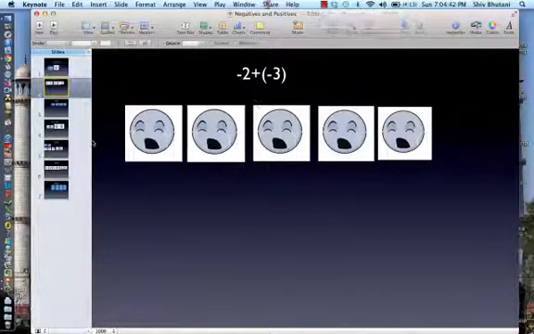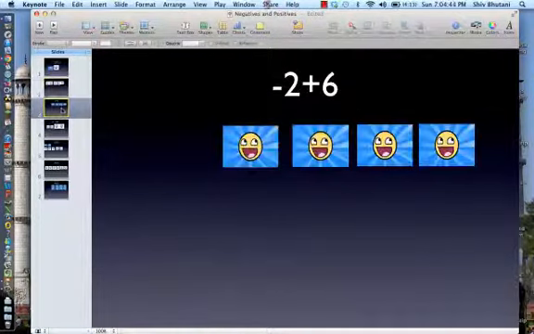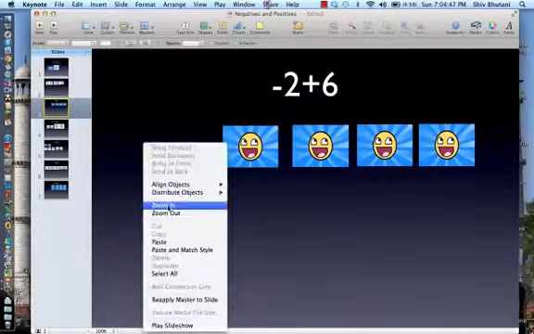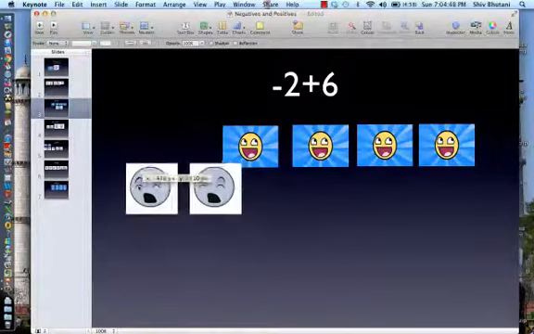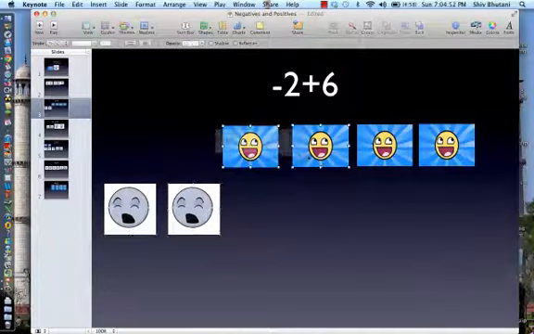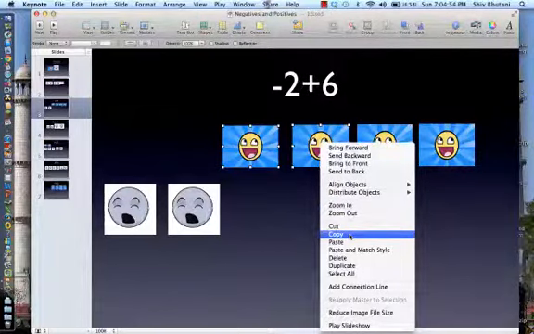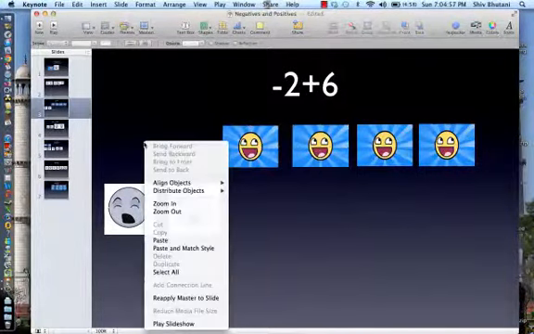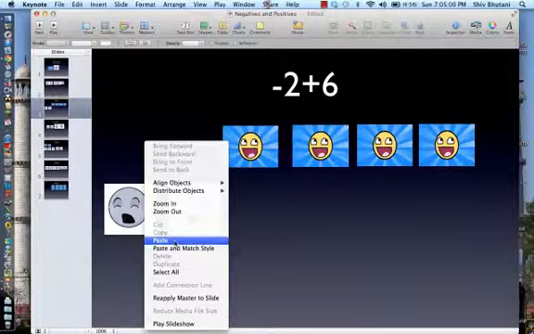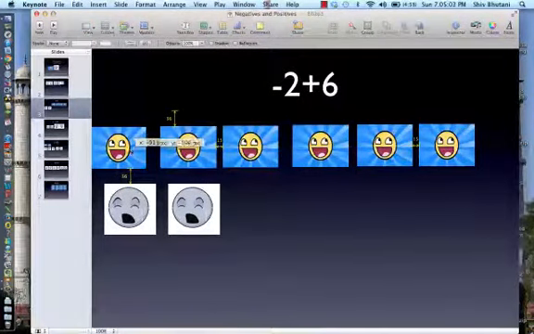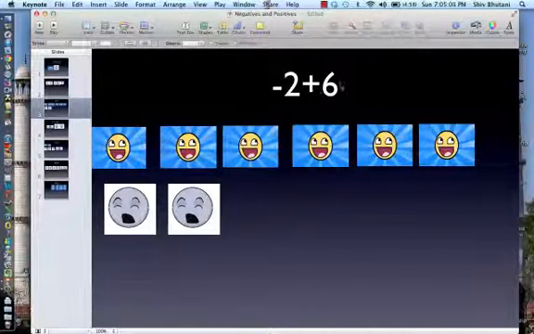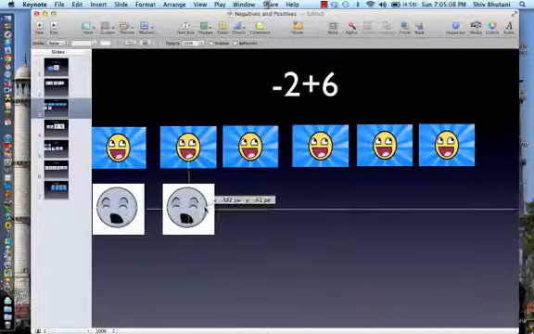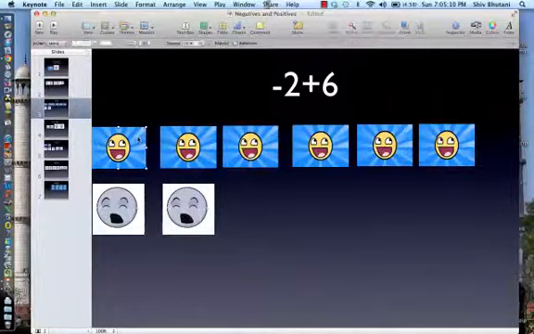The next question today that we have is -2 plus 6. So the first step of making integer counters is, we have two negatives and 6 positives. So we put 2 negatives here and 6 positives here.